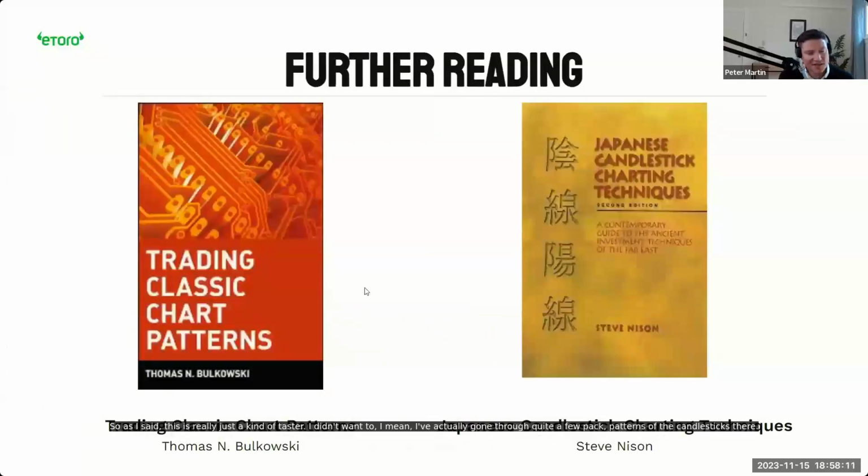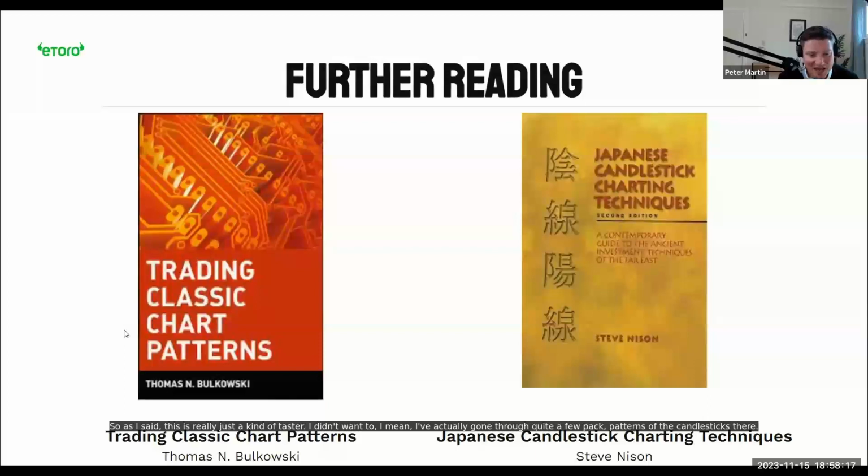So as I said, this is really just a kind of taster. We've actually gone through quite a few patterns of the candlesticks there. If you want to read more about it, there are books on these. Here are a couple of books that I think are pretty good. I mentioned the first one already, Trading Classic Chart Patterns by Thomas Bulkowski.